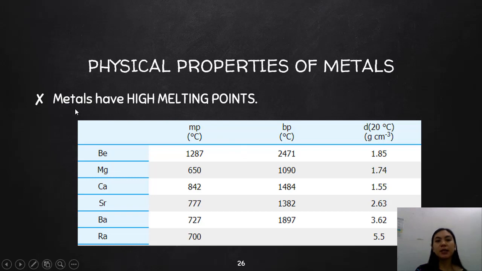So, another one, metals have high melting points. This is, I believe, your group 1 metals. Di ba, when you see the melting points, they are high, like 1,287 degrees Celsius, 650, 842, 777, 727, 700, respectively for the following metals. So, their melting points are quite high.